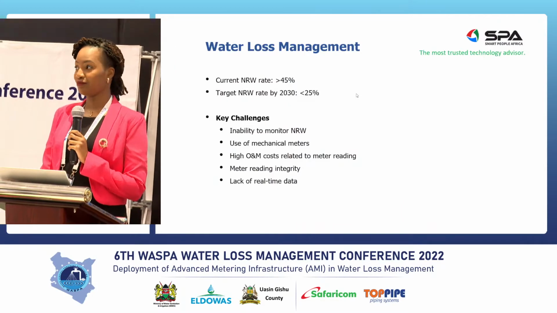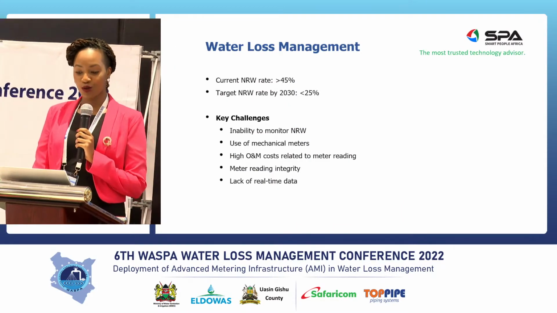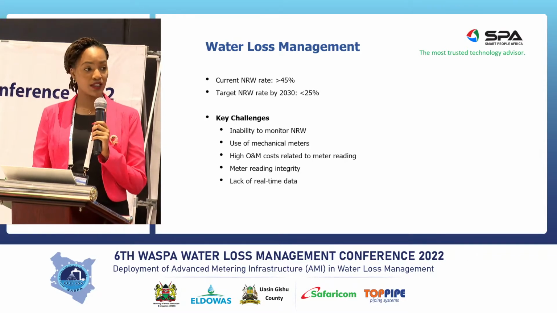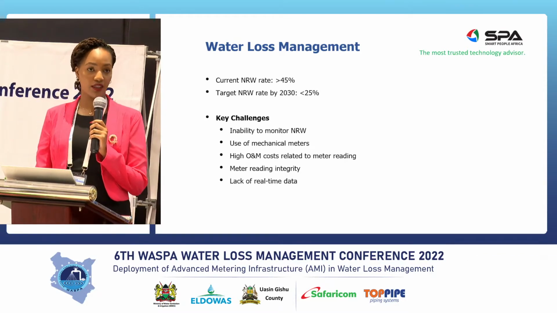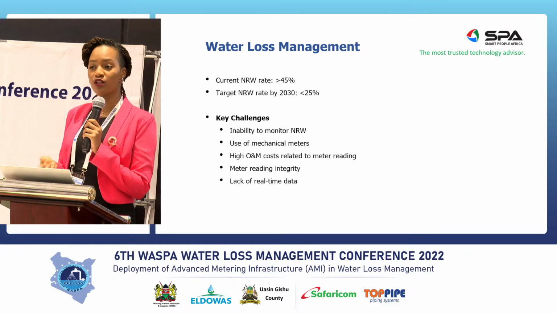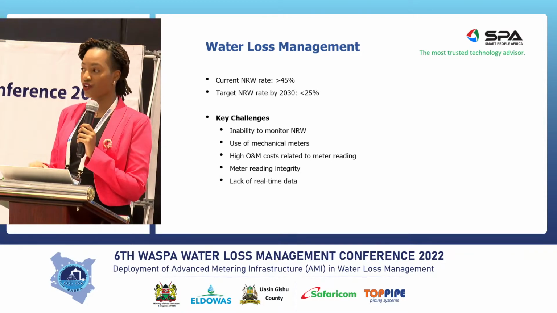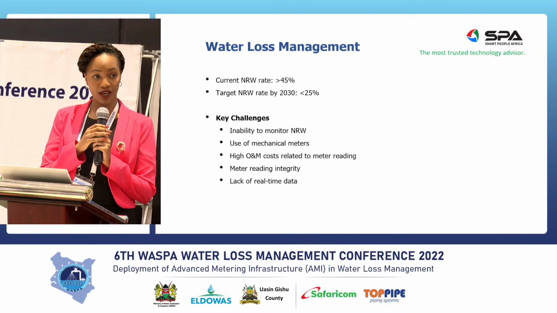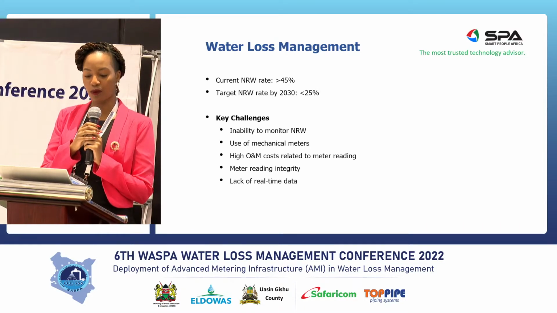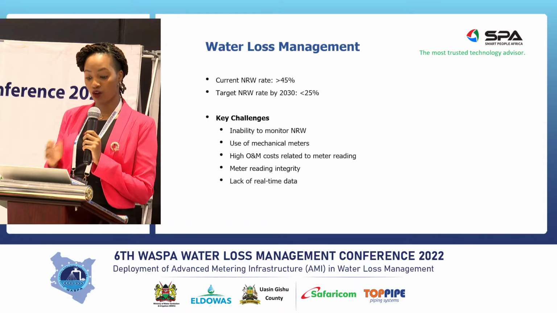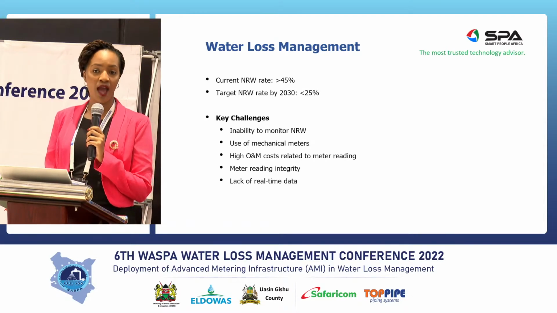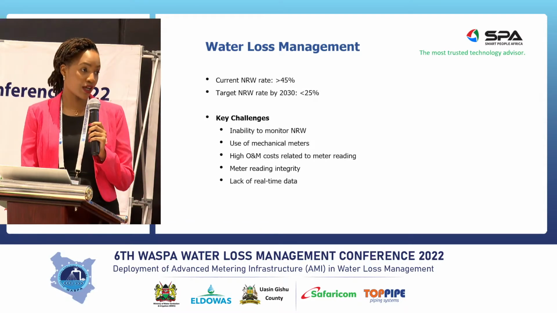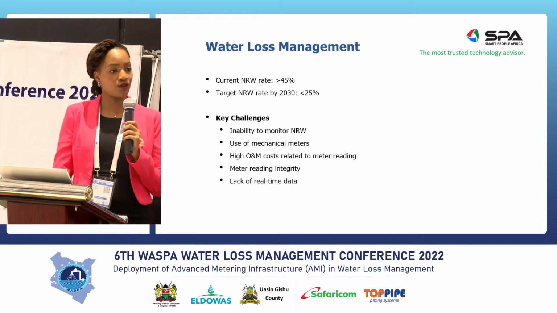So they don't have visibility of what is actually happening with regards to their non-revenue water. There's also a lot of use of mechanical meters, which again is not able to give proper data. We have high O&M costs, and meter reading integrity issues. Once the meter readers go on site, sometimes you're not able to know whether they're relaying the correct readings.